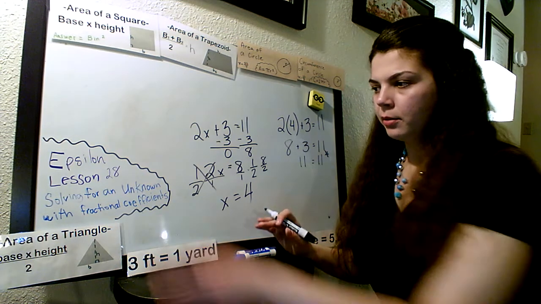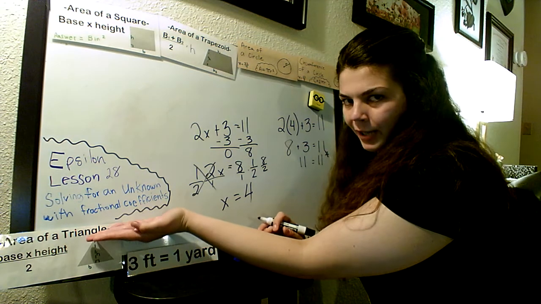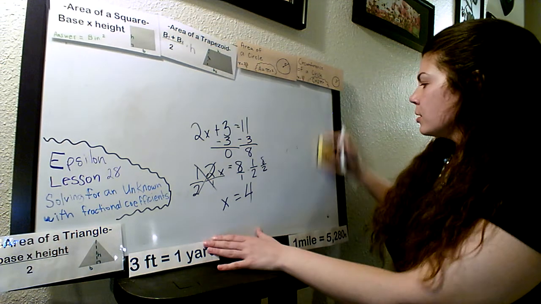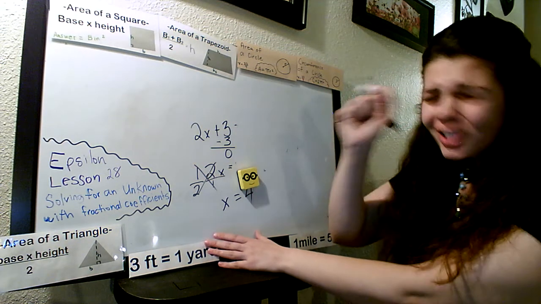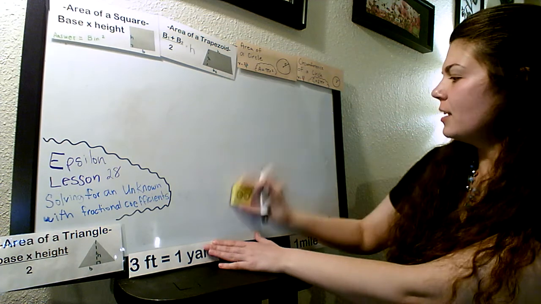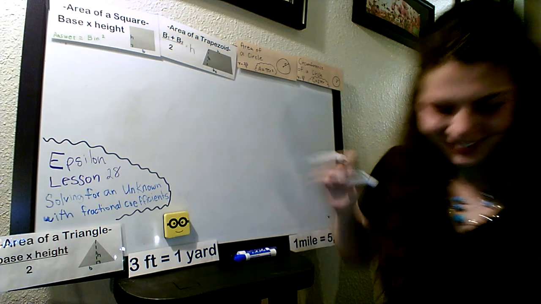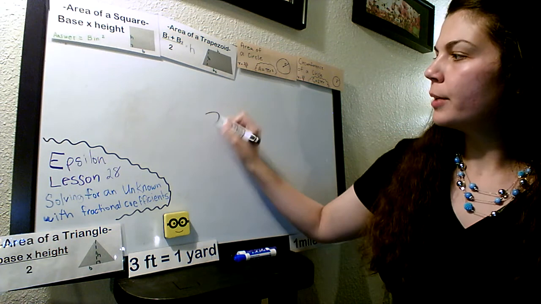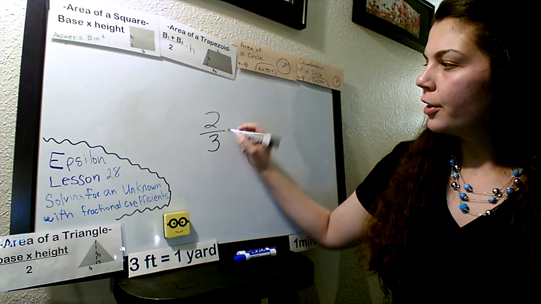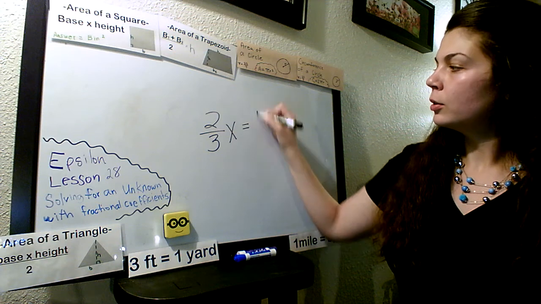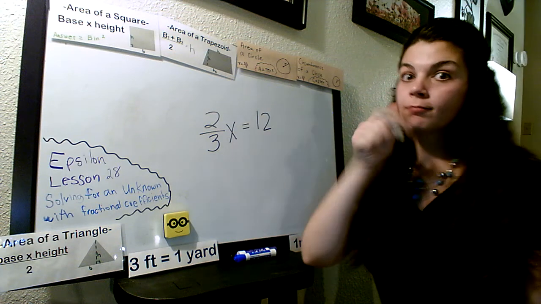This week we are doing it with fractional coefficients. All right, so that just means, woohoo, add fractions. More fractions. That makes everything better, right? Okay, so this week we're doing 2/3 x equals 12.